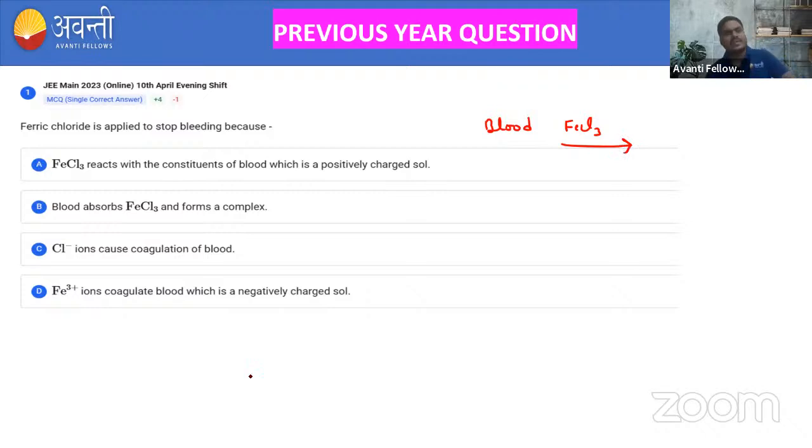FeCl3 reacts with the constituents of blood, which is a positively charged salt. Okay, first of all, beta, blood is a negatively charged salt. Always remember, blood is a negative salt. तो ब्लड इज अ नेगेटिव चार्ज सॉल्ट। ठीक है, अब बताओ। This is the negative sol, and FeCl3 is the precipitating agent. That is D. Okay, ये सही बोला है.